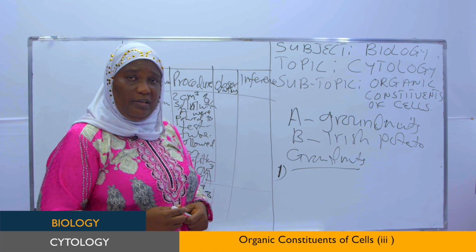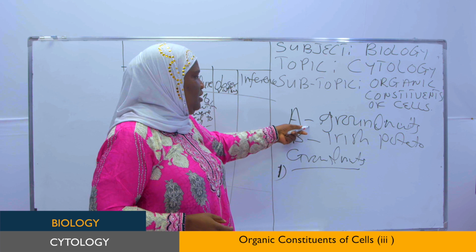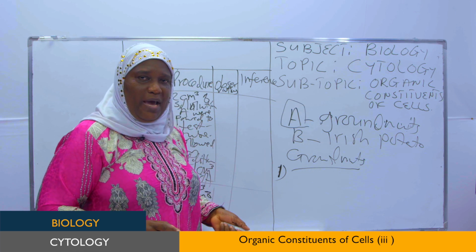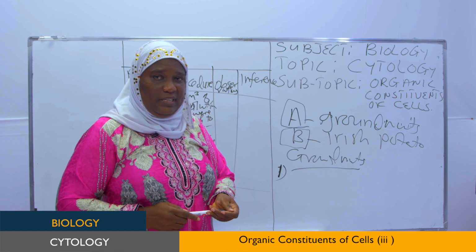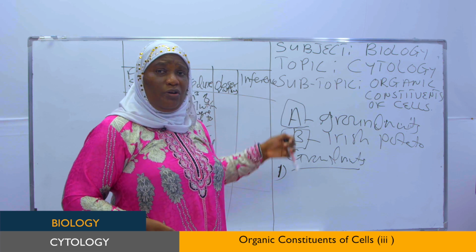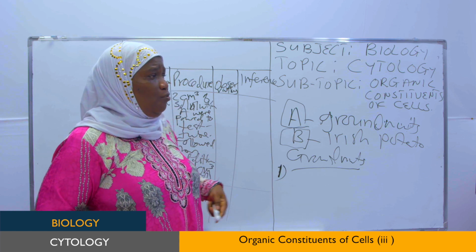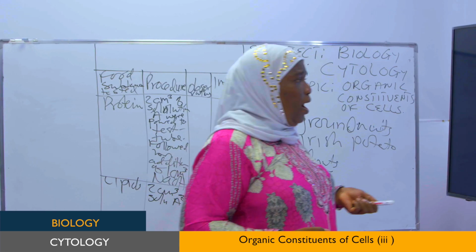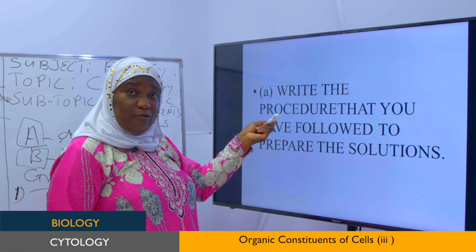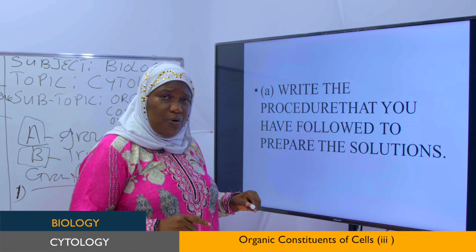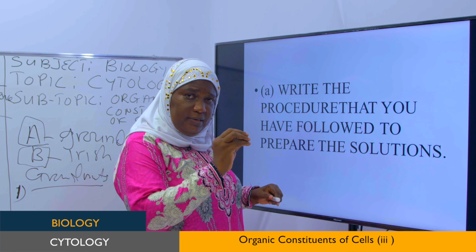And after getting the solution, don't forget to label your solutions. Solution which has been prepared from groundnuts, you should label solution A. Solution which has been prepared from Irish potato, you should label it what? Solution B. Don't mix the labels. That is why you are supposed to label your solutions. Then, after labeling your solutions, it means you are through with question number 2A, which requires you to prepare solutions. After preparing, don't forget to write the procedure. As usual, you use simple past tense in writing your procedure there, starting from procedure 1 to the last procedure.